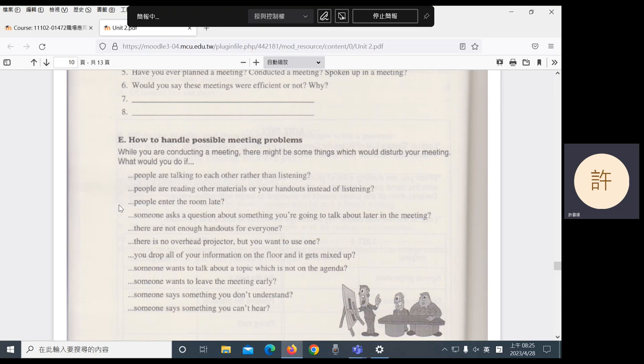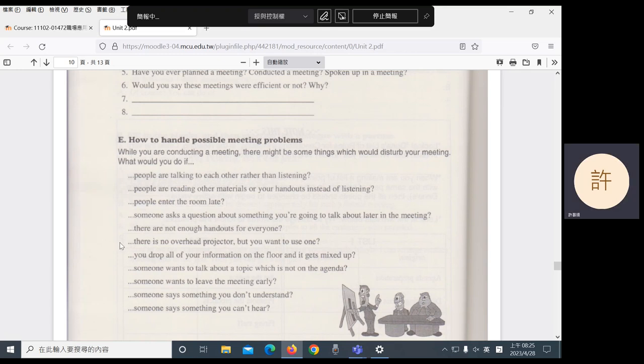People enter the room late, 迟到. Someone asks a question about something you're going to talk about later in the meeting. There are not enough handouts for everyone. 讲义不够多, handout 讲义.